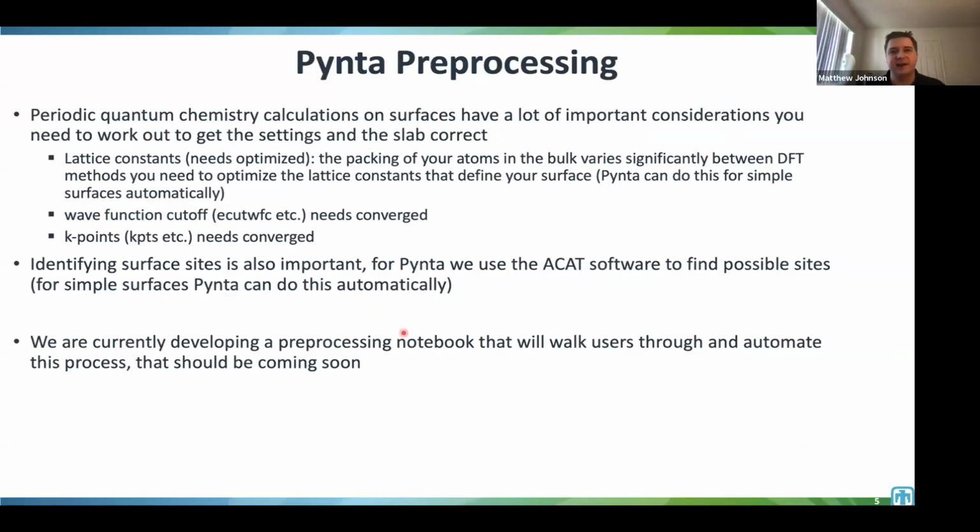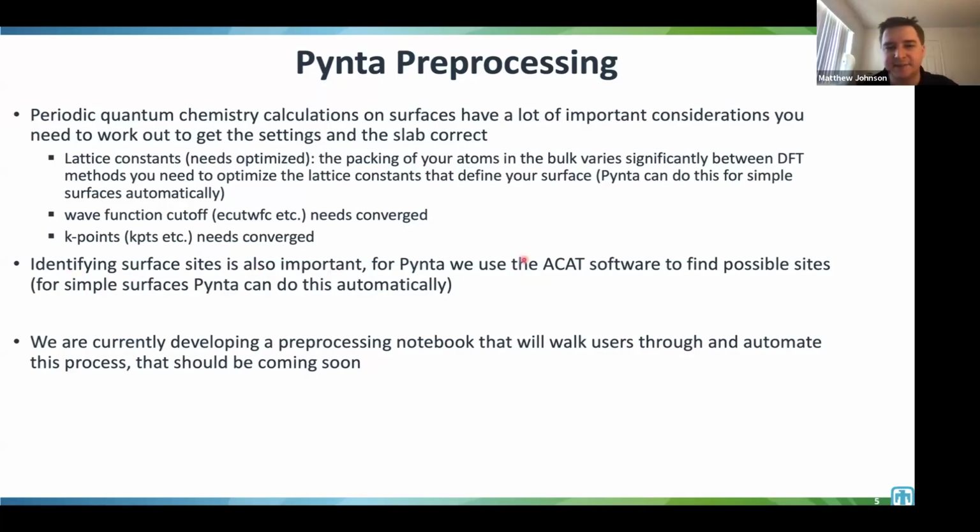Before you're running periodic quantum chemistry software on surfaces, there are a number of important considerations that you need to have figured out to get everything correct. One of these is lattice constants. The packing of atoms in your slab is going to vary significantly between DFT methods. You need to optimize those lattice constants to define your surface. Pynta can do this for simple surfaces automatically, at least. You also need to converge your wave function cutoff and your K-points values for your quantum chemistry. And these all come in to some degree as inputs into Pynta.